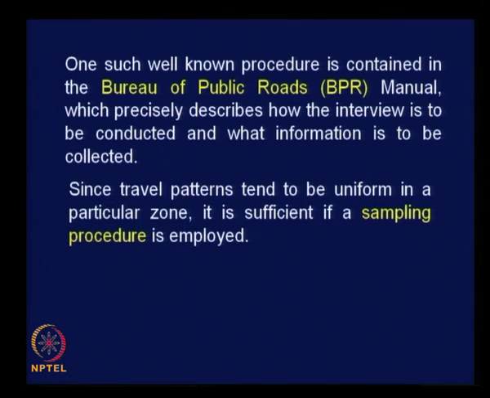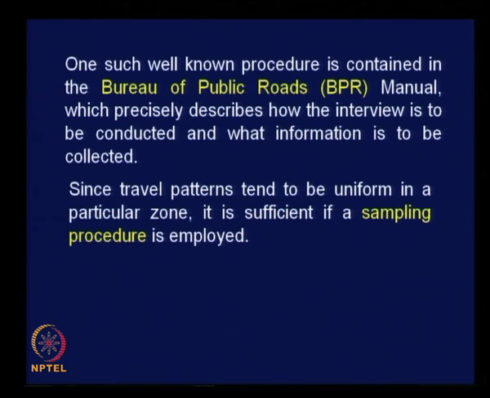And since travel patterns tend to be uniform in a particular zone, it is sufficient if a sampling procedure is employed. This is a very, very important statement. Since travel patterns tend to be uniform in a particular traffic zone, it is sufficient if a sampling procedure is employed. This implies that if there are 1000 households in a traffic zone, you are not going to collect information from all the households. You are going to have a sample. Certain percentage of the households only will be covered for home interview survey. The reason is this: travel patterns tend to be uniform in a particular zone.